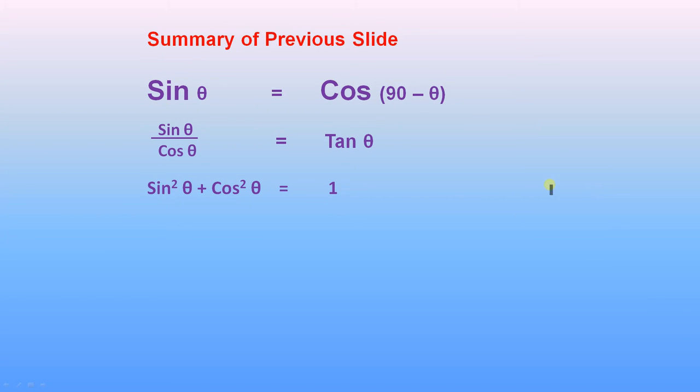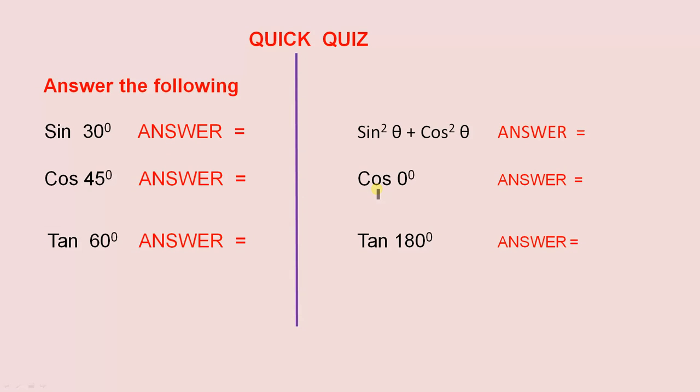Just summarising the previous slide, the sine of theta is the cos of 90 minus theta. Sine theta over cos theta is tan theta. And sine squared theta plus cos squared theta equals 1. They are very useful identities. Here's a quick quiz. Please check through the video at any time to help you.